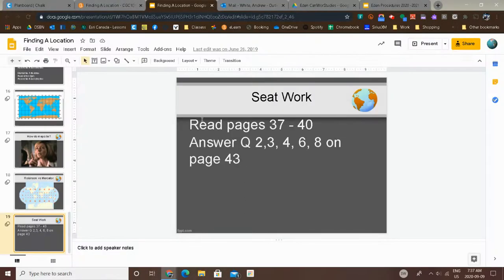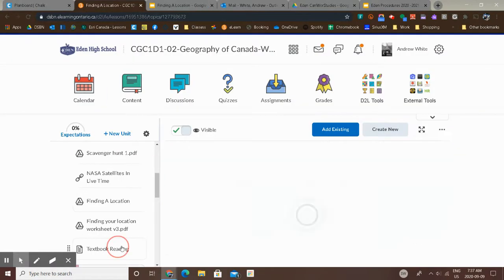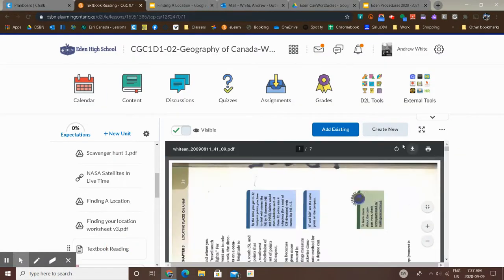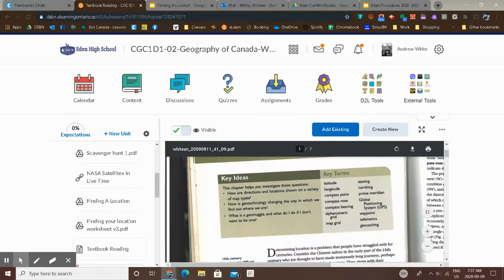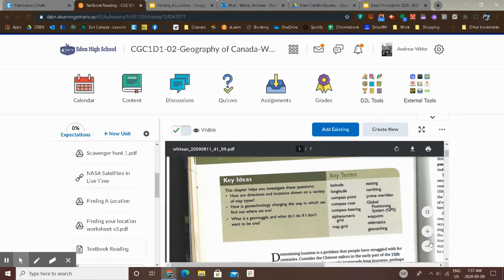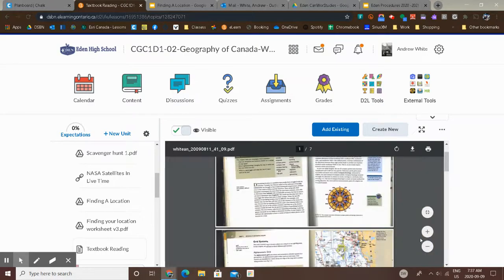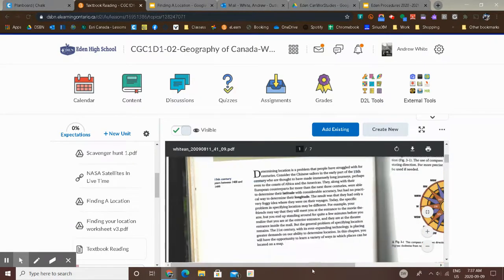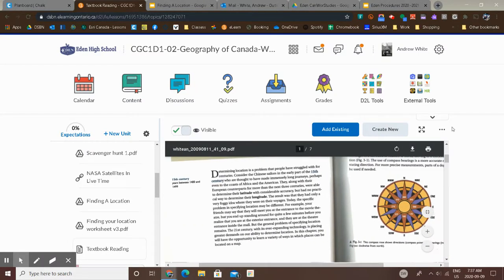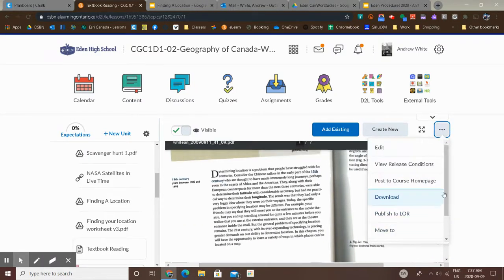Oh, one other thing. When it comes to the textbook reading, you click on the textbook reading. Notice here this little rotation button, and if you can't read it, use the plus and minus buttons. This will change the magnification so you can read it better. You can scroll up and down and across in order to see it. Quite often, it's easier to open it up on a new page.